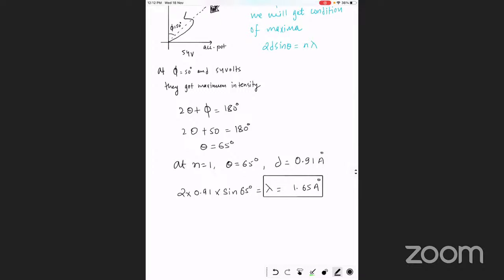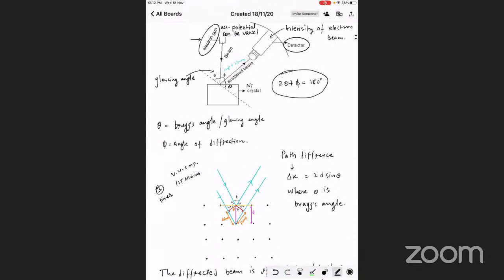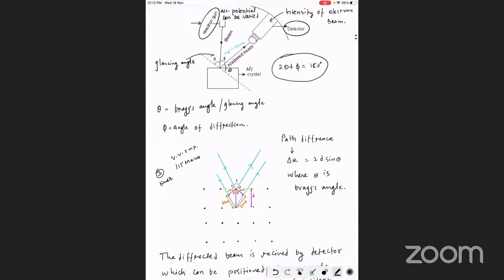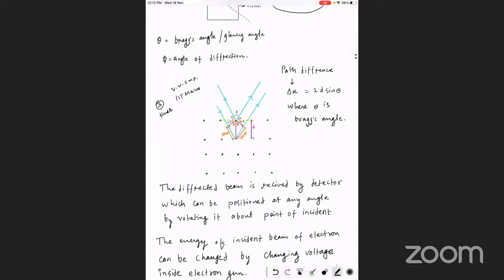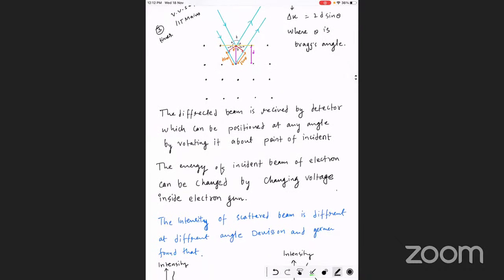Who calculated this wavelength? Say Davisson and Germer. Who calculated this wavelength? Davisson and Germer. Understood? Children, am I audible? Yes, sir.